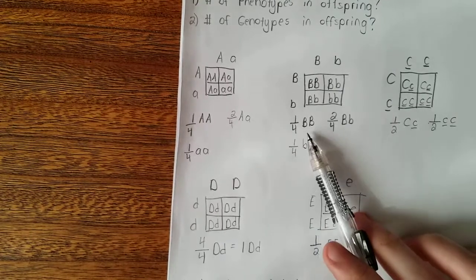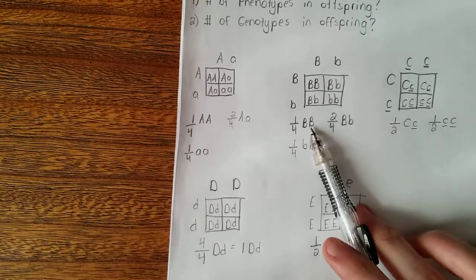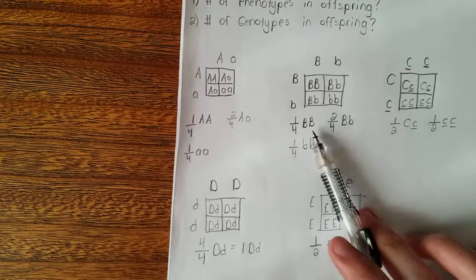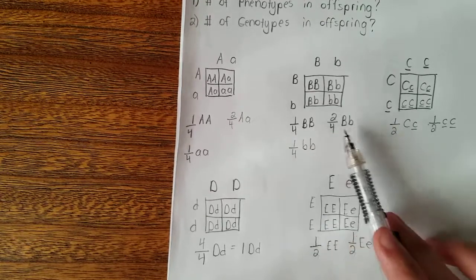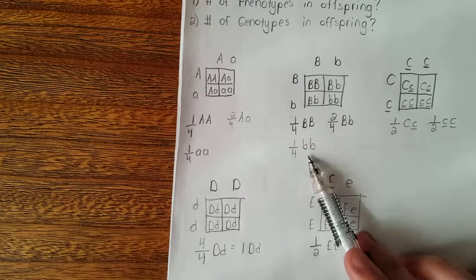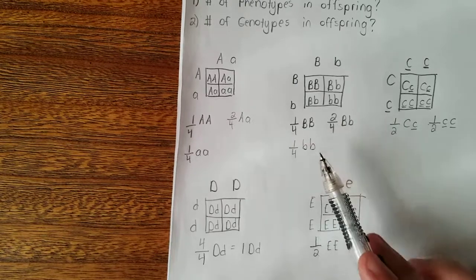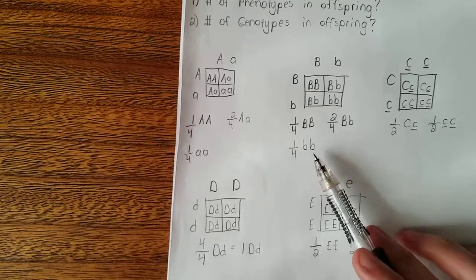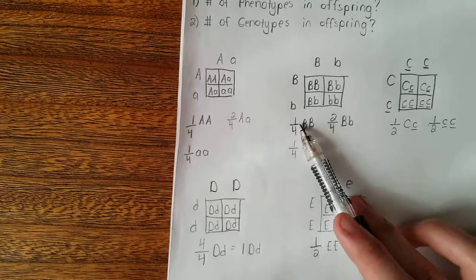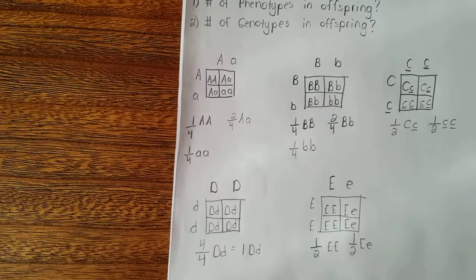Same with this one. So we have big B, that's one phenotype. But big B, little b is the same phenotype as big B. So this is 1, but little b is a recessive, homozygous recessive. So therefore it's a different phenotype. So this is 1, 2.